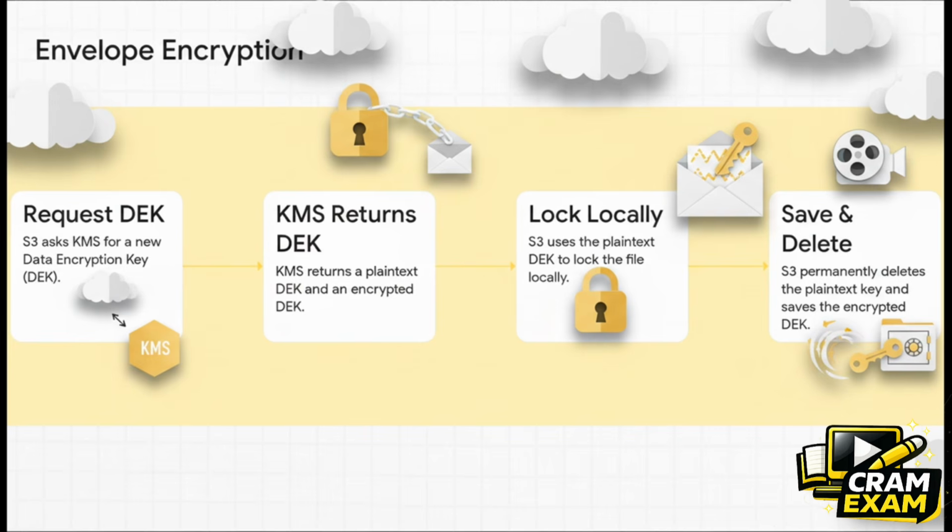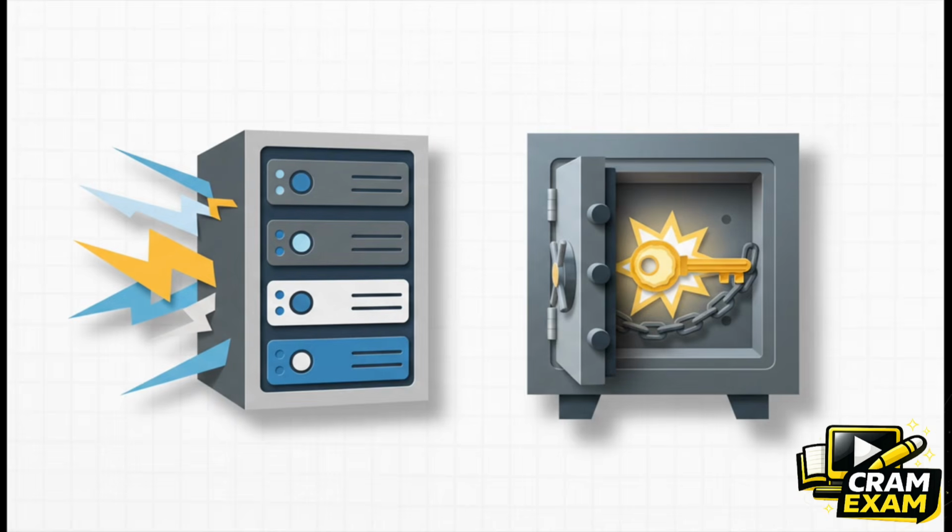To read the video later on, S3 just sends that encrypted data key back to KMS to be unlocked. The result of all this? You get massive performance, because all the heavy lifting happens locally on S3. And you get massive security, because your master key never, ever leaves KMS.